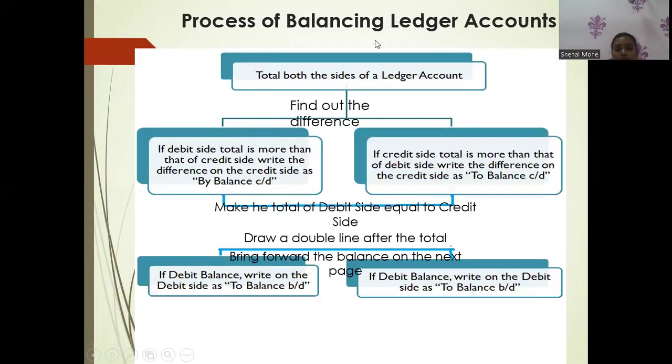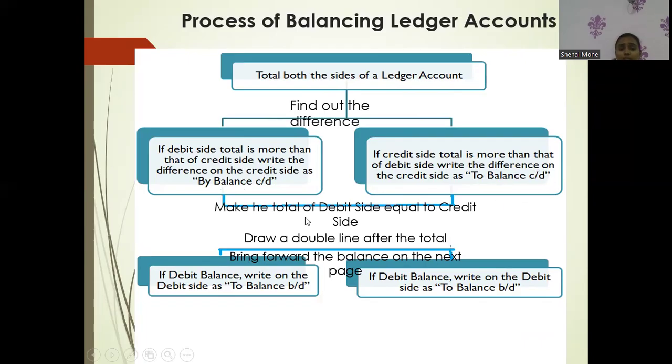Now this is the process of balancing a ledger account. Total both sides of a ledger account. Find out the difference. If the debit side total is more than the credit side, write the difference on the credit side as balance carried forward. If the credit side total is more than that of the debit side, write the difference on the debit side as balance to be carried down.